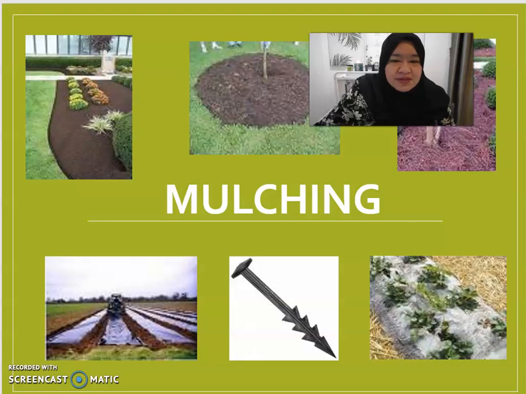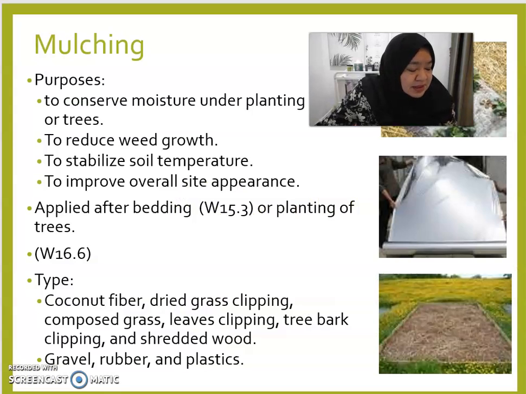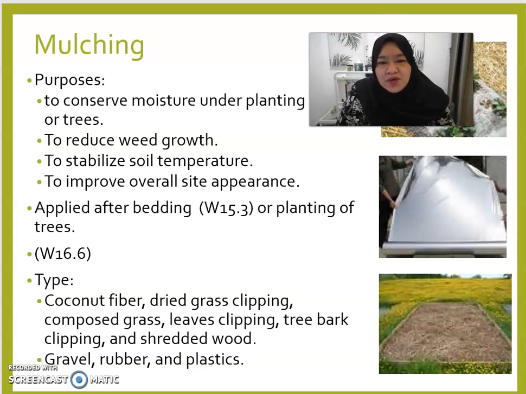Okay, mulching, you can refer to 16.6. It says that mulching after plant around individual plant shall be enumerated, stating the thickness and area, any requirement for tree pads, type of mulch, type and method of application shall be given in the description. Okay, the purpose of mulching is to conserve moisture of planting bed or trees, reduce the weed growth, stabilize the soil temperature and so on.